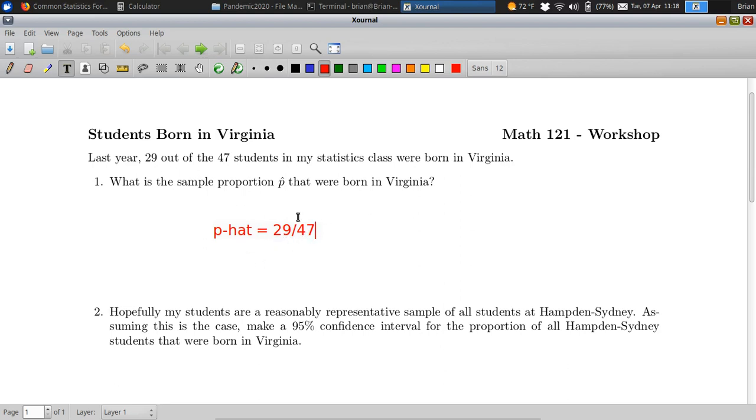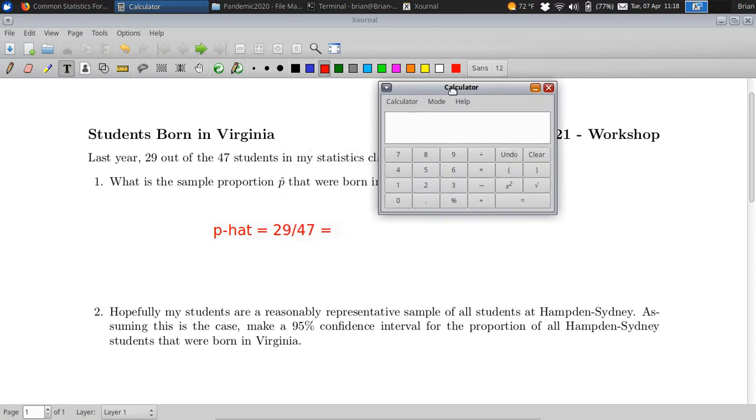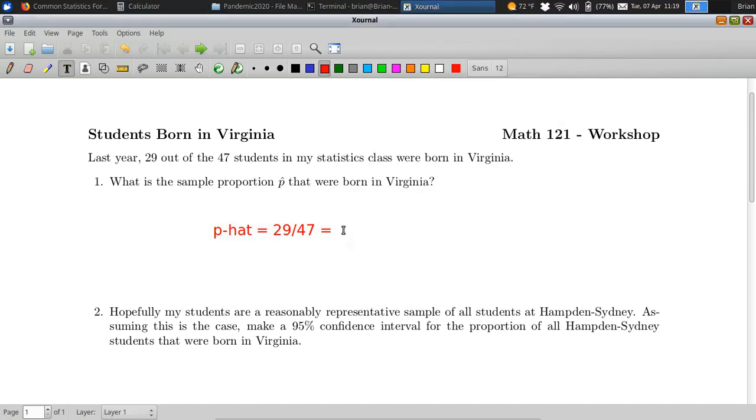So fraction is fine. If you want to calculate a percentage, just go ahead and use a calculator and actually divide these two numbers. So I've got a calculator right here. So 29 divided by 47 equals 61.7%. So I can add that here, 61.7%. Or again, you can always write it as a decimal, 0.617. All of these are perfectly good answers. I'd accept any one of these. Okay, so that's the sample proportion.